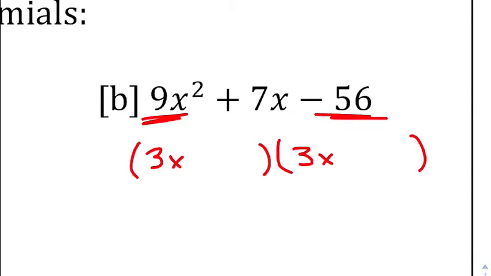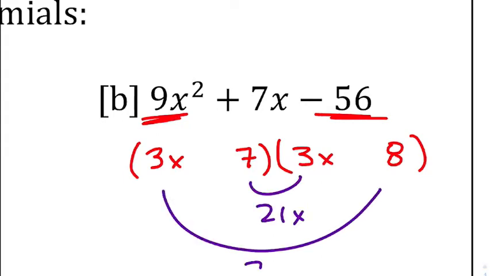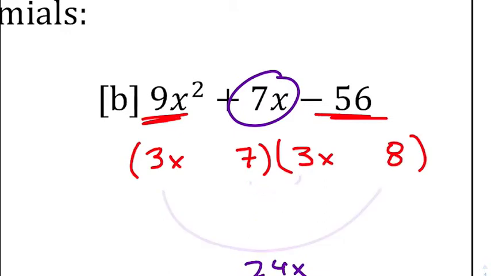56, let's see, 7, 8. Let's try 7 and 8 for those factors. I don't know if this is going to work, but we should take a shot at it. And so the inner terms would give us 21x. Outer terms would give us 24x, where we're trying to hit a 7x, and so those are way too large. Even if I were to subtract one from the other, I'd still only have 3x, and that's not 7x.